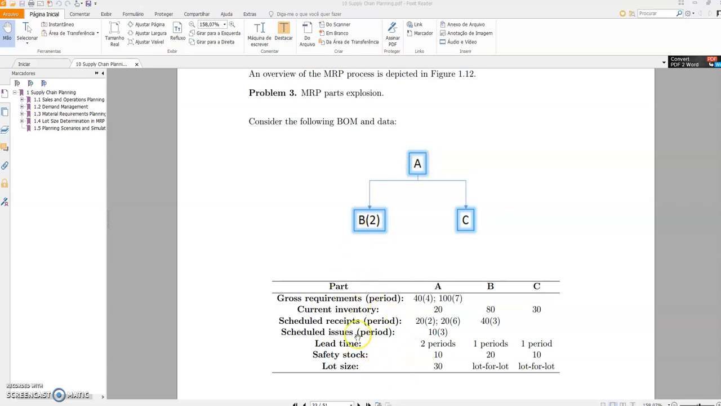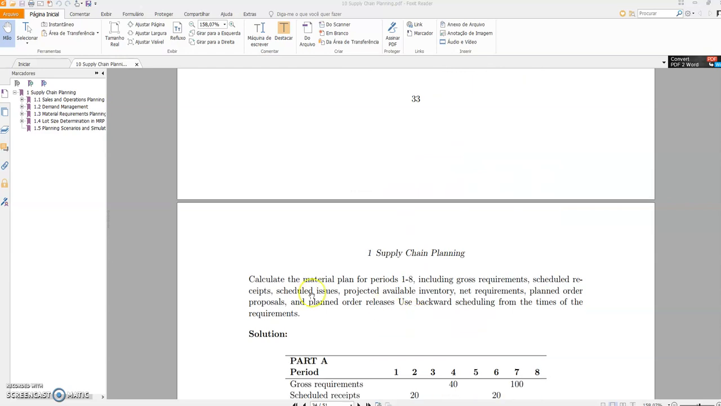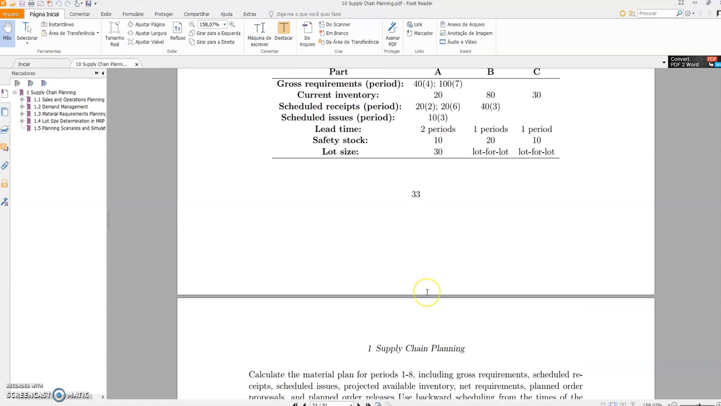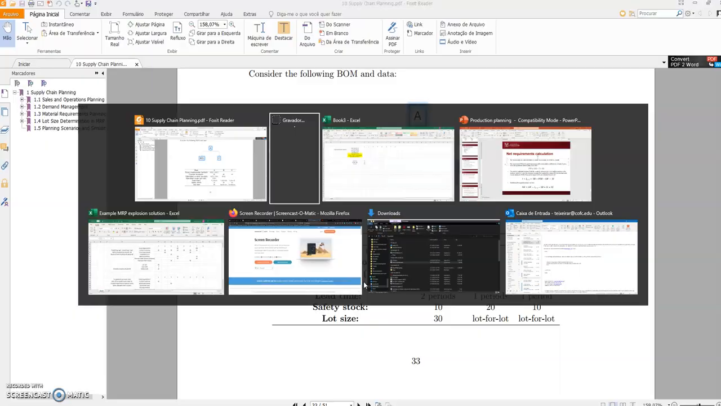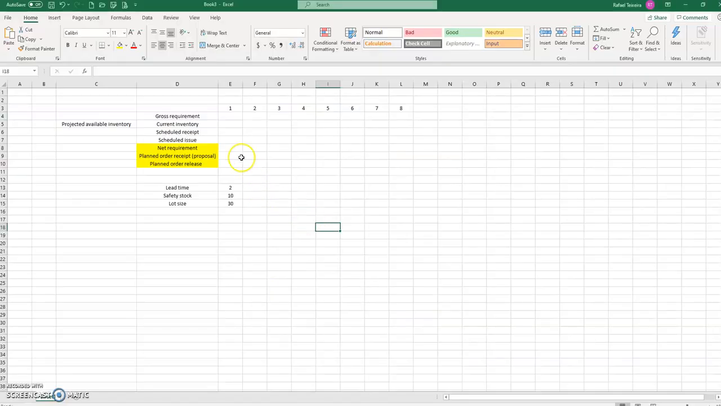And here is the piece of information we're going to be using to answer this problem. You can read the problem and understand that we have to calculate a material plan for 8 periods using this information. Some of it comes from the problem and some you have to compute. So I used an Excel to place here the information that is given in the problem. This is information that you have to compute. The highlighted one is the one that you have to work on.